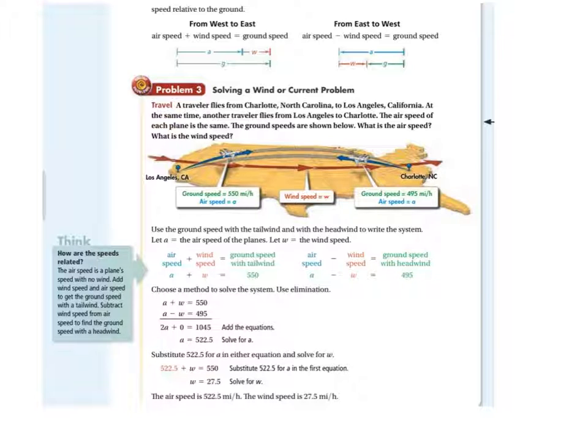That's the easy part, right? Now that I know the airspeed, I can go ahead and substitute here, and it doesn't matter which one I use, and I can find the wind speed of 27.5. So again, the wind working with you makes you go faster. Wind working against you makes you go slower. All these kind of look the same.